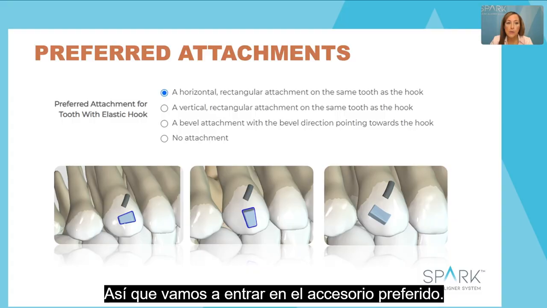So let's get into the preferred attachment for a tooth with an elastic hook section. The default is going to be a horizontal rectangular attachment on the same tooth as the elastic hook. You have the option to use a vertical or a bevel attachment or no attachment at all. We recommend to always use an attachment with these elastic hooks, but it is up to your discretion.